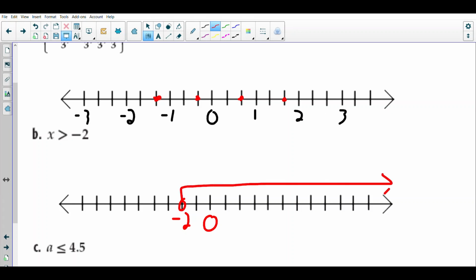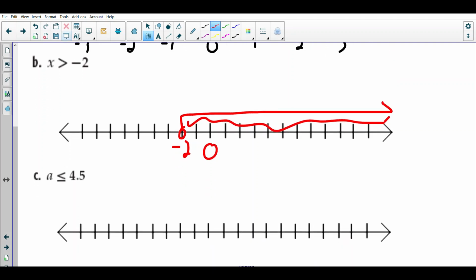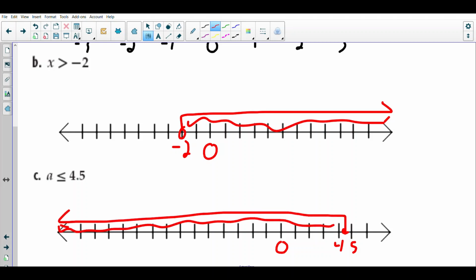When A is less than or equal to 4.5, I'm going to mark 0 right here. 1, 2, 3, 4, 5. I got 4, so I'm going to put a dot right in the middle. And it's going to be a closed circle, so up and to the left. And that's easy. That's graphing.